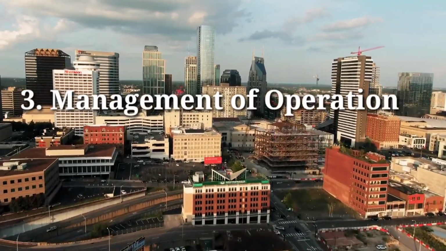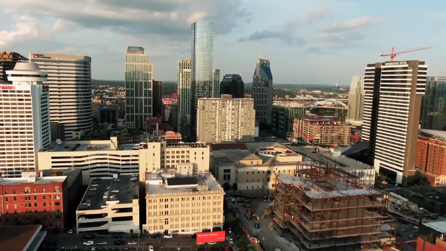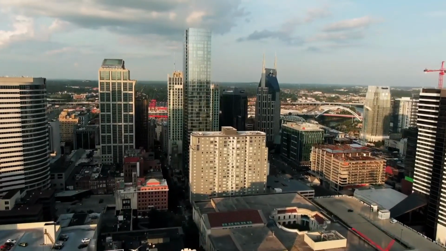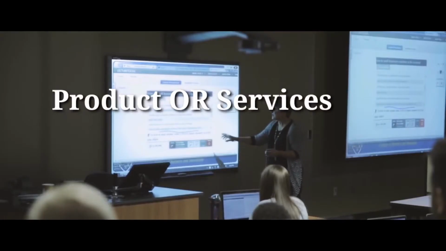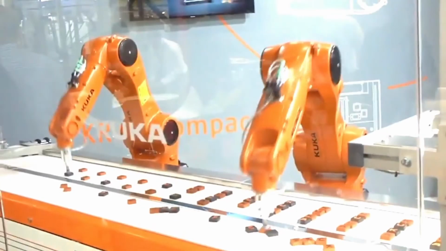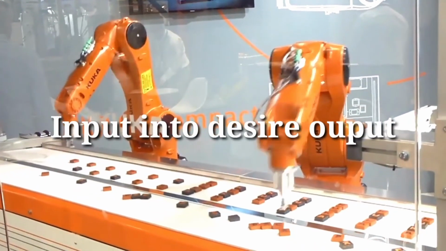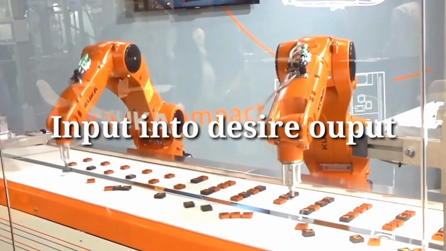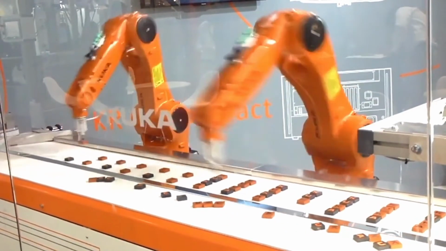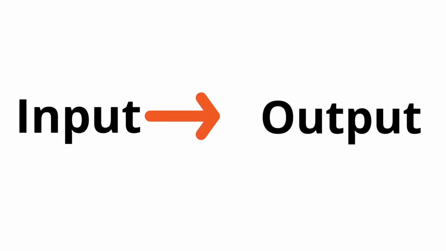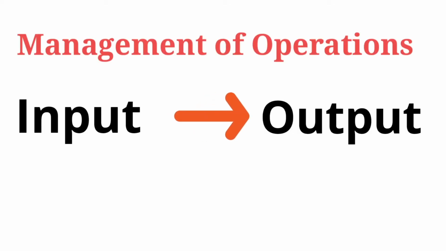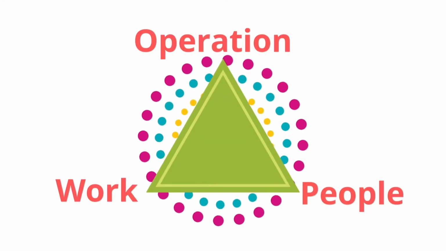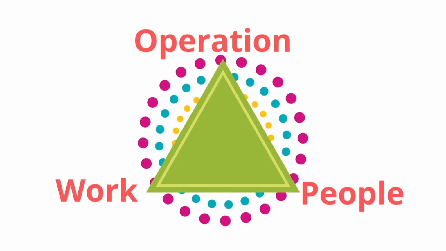And the last dimension is management of operations. We know every organization is doing something, like they may provide products or services for survival, and this requires a production process in which raw materials and technology transform the inputs into desired output for consumption. So in operations, some input is there and some output is there, and it is managed. Interesting thing is, management of operations is interlinked with management of work and management of people.